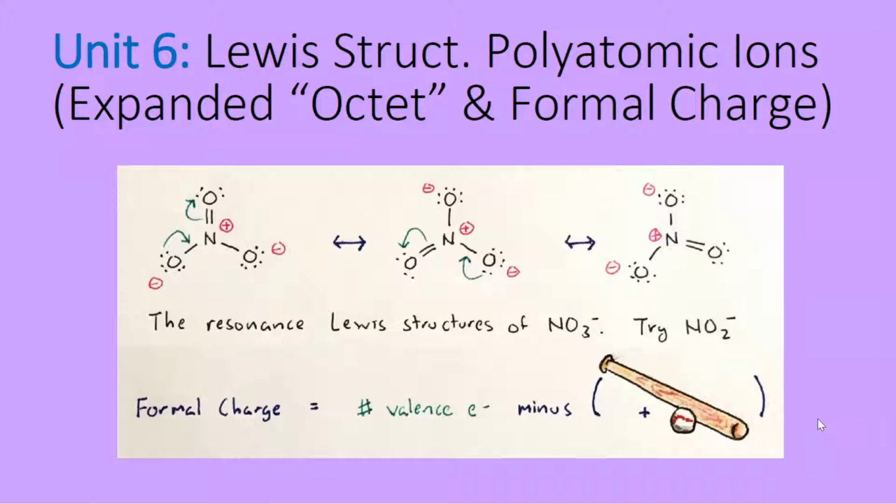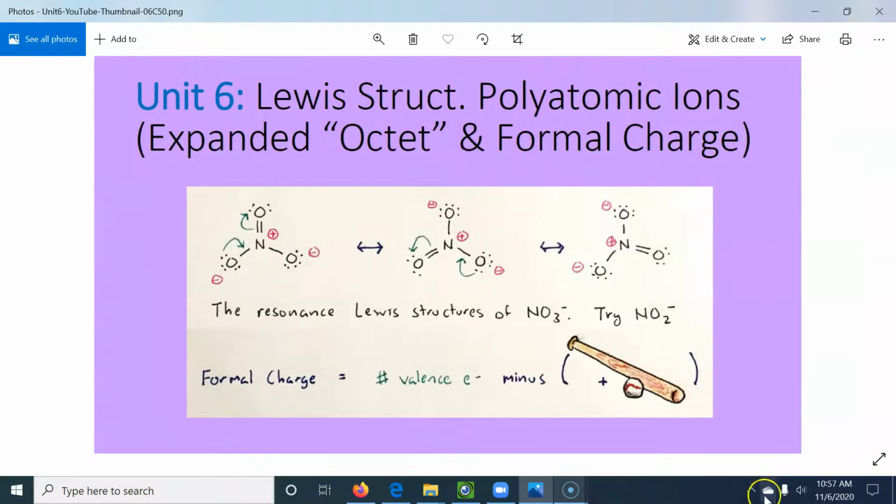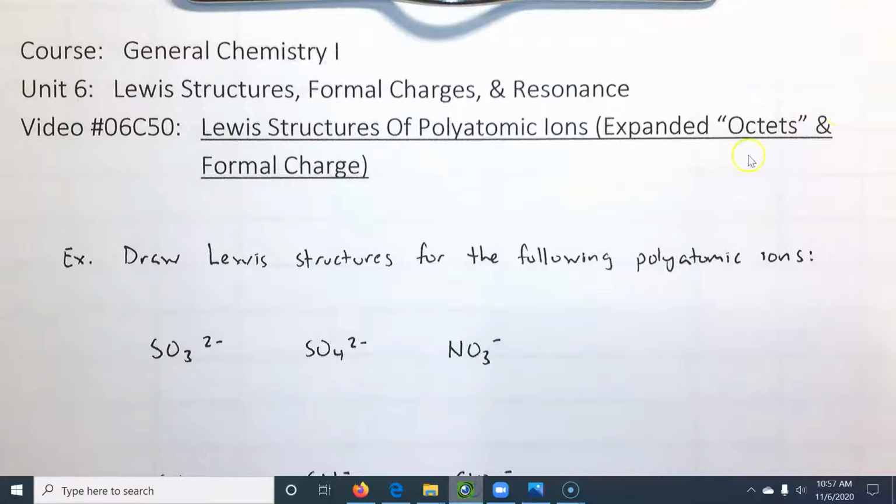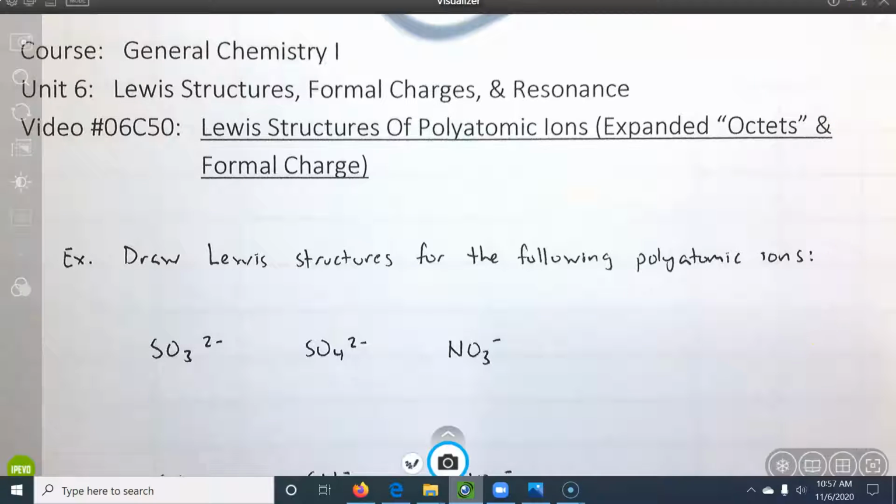Hello. In this next video, the complexity of the Lewis structures that you'll be expected to know how to draw is growing, and this is the first video where we're going to look at Lewis structures for polyatomic ions. And we'll have to explain two new concepts, expanded octet and formal charge. The examples that I want to go over are shown here.